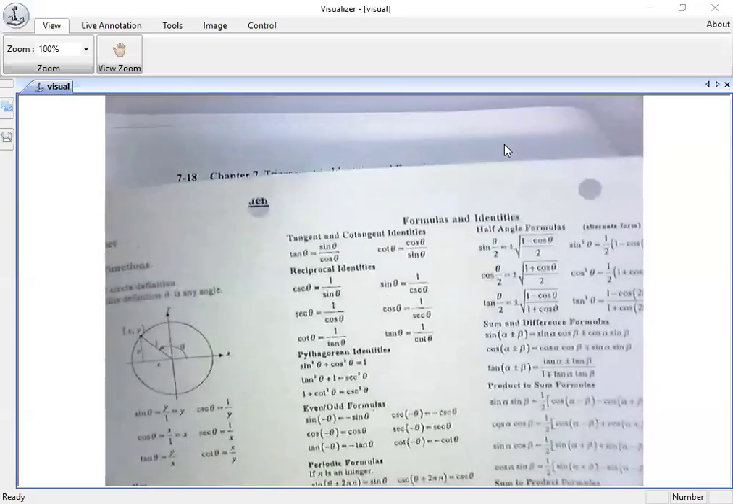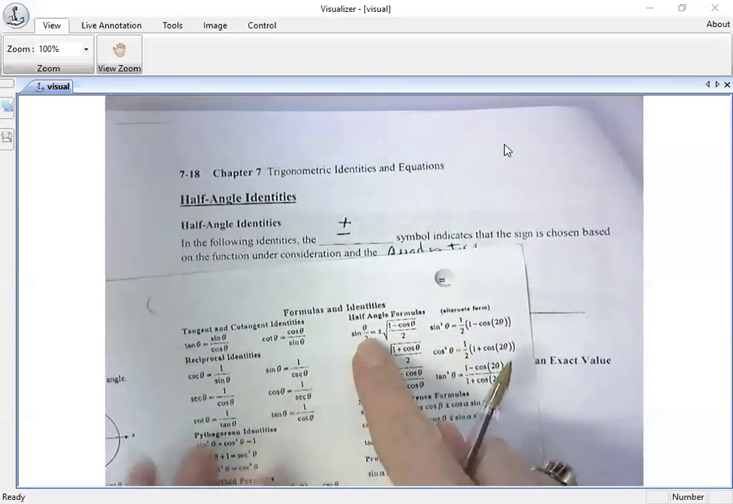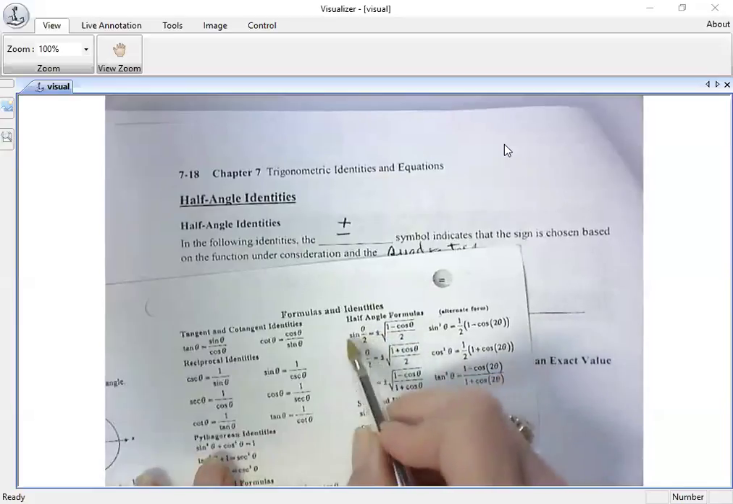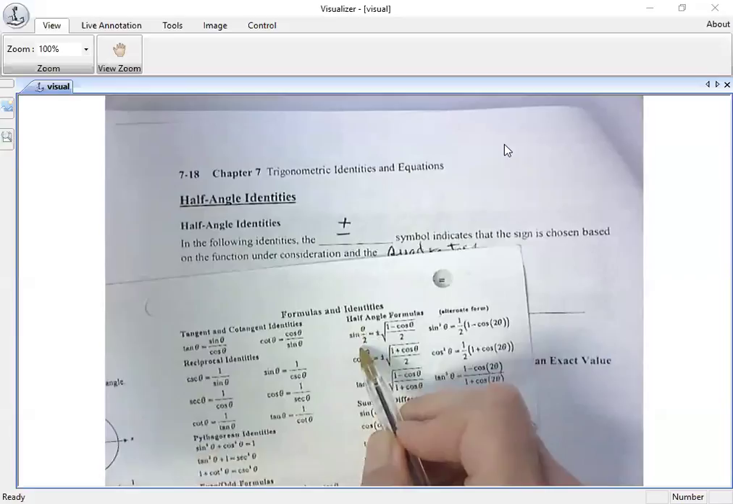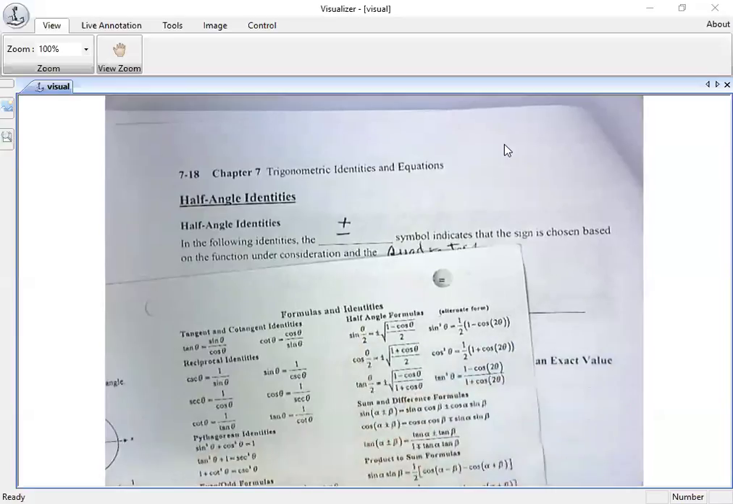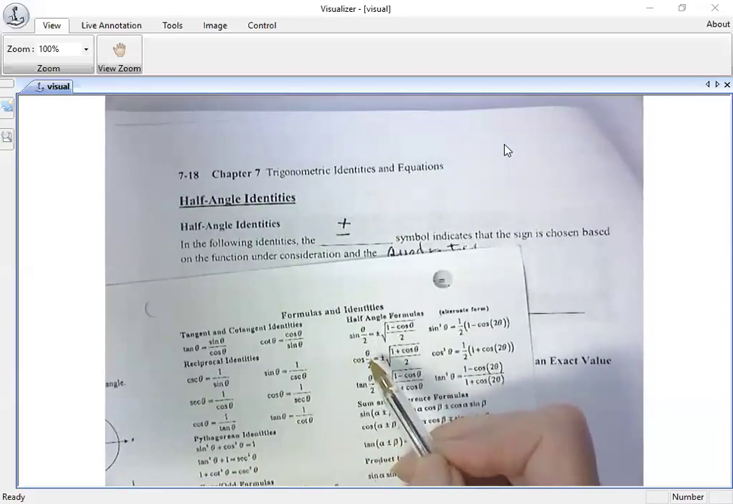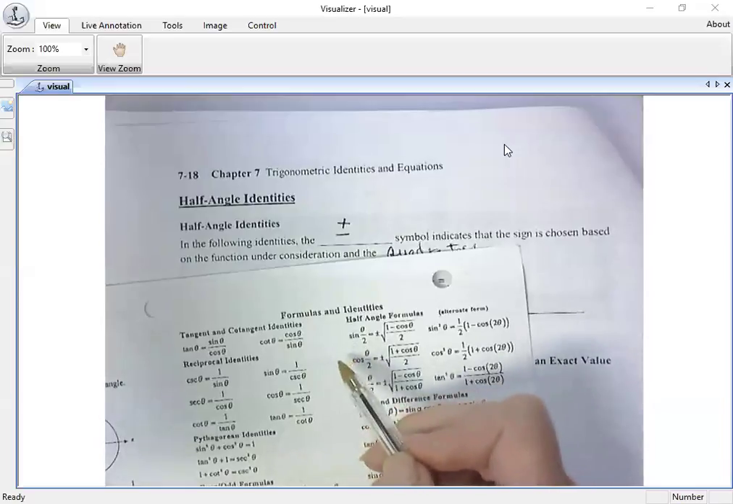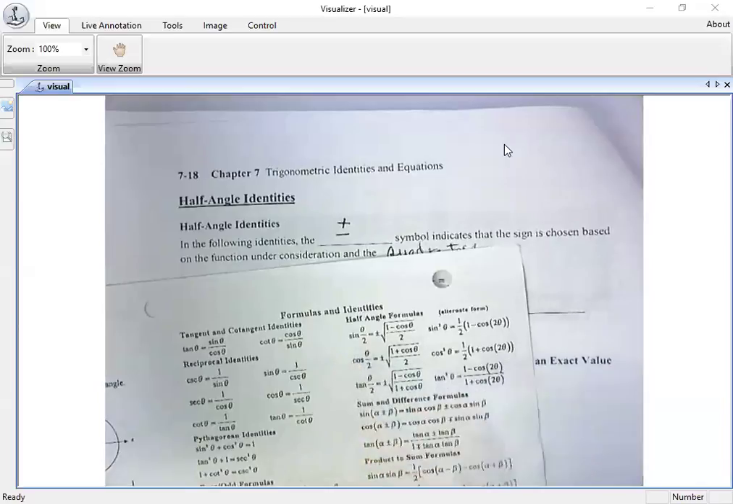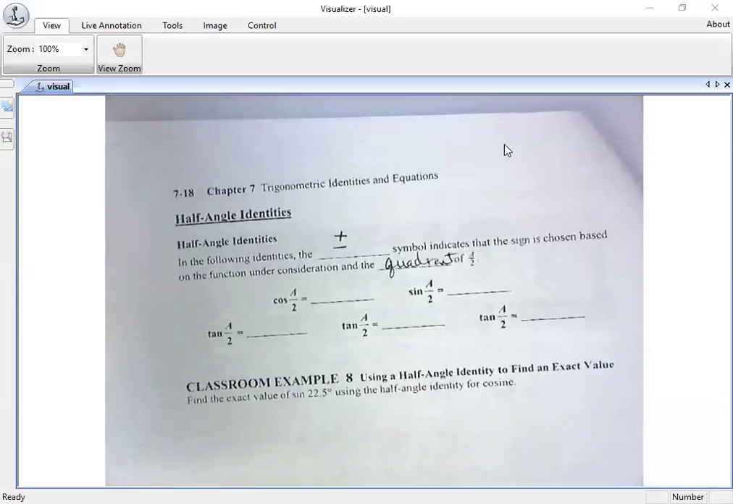All right, your half angle are here, okay? So notice there's this plus or minus. So what it's saying is I've got to figure out if theta is, let's say theta is 210 degrees, okay? Then where would theta over 2 be? 210 divided by 2 is 105. Which quadrant is 105 in? It's in quadrant 2. And then I would figure out, is sine positive or negative in quadrant 2? Exactly. All right, so that's how you decide whether it's a positive or a negative.